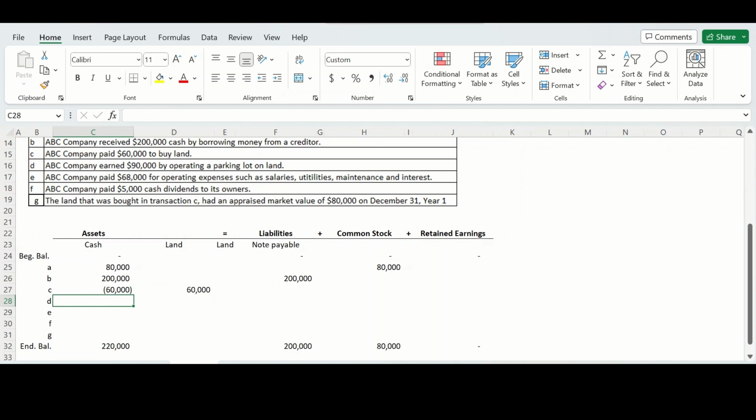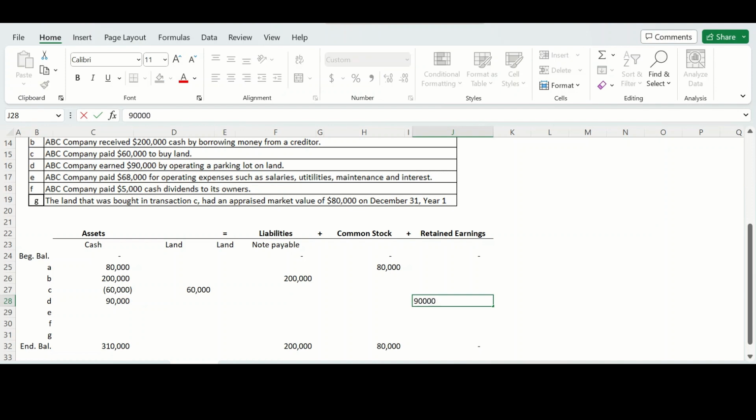So in letter D, ABC Company earned $90,000 by operating a parking lot on land. So the company earned $90,000. We are going to assume that it is in cash, so our cash is increasing. And how did the company earn this money? It was operating a parking lot on land. That to me sounds like revenue. And we know which of these are affected by revenue. Retained earnings are affected by revenue, and revenue has an increase effect on retained earnings. So we will say a positive $90,000 in retained earnings.